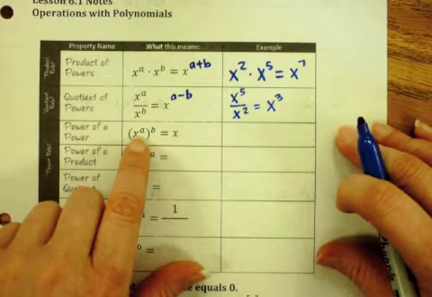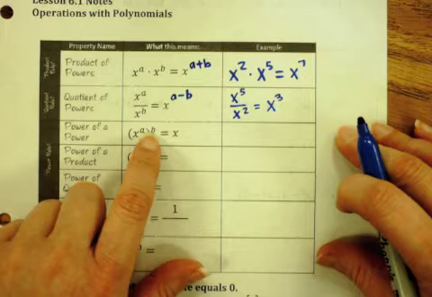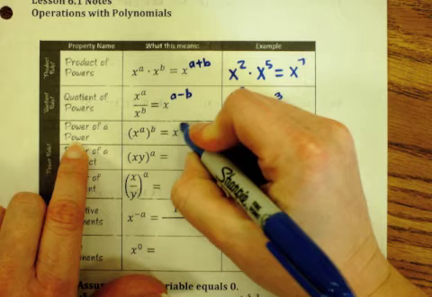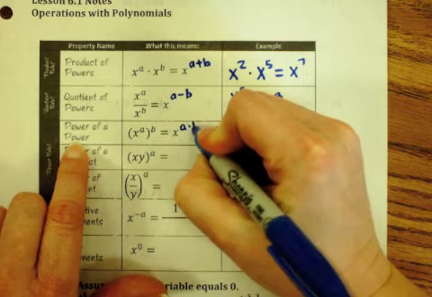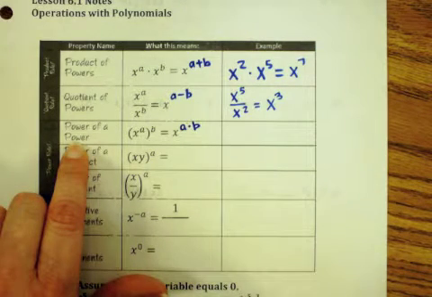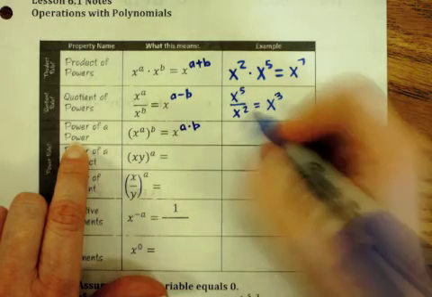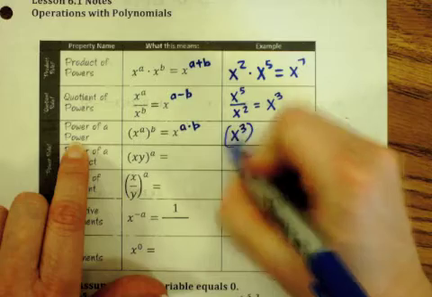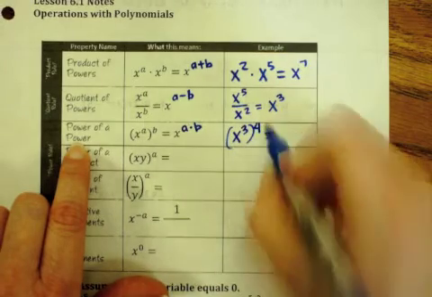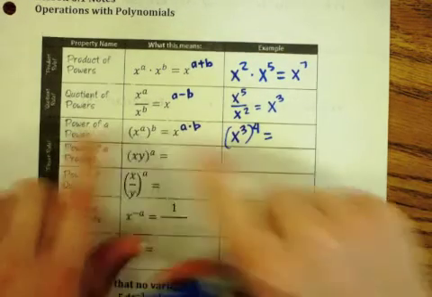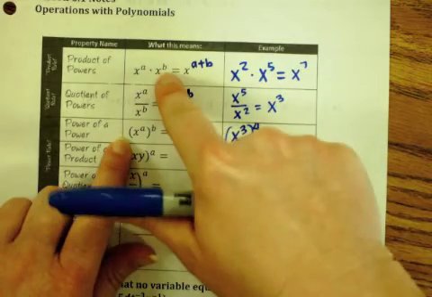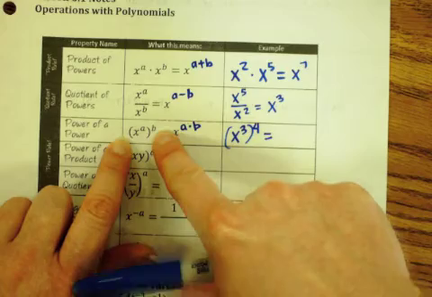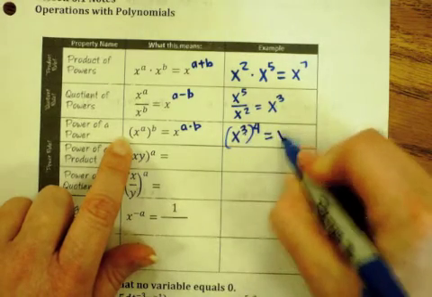Alright, x to the a raised to the b. So when you bring a power to a power, you're going to times it, a times b. So an example of that would be like x to the third raised to the fourth power. Again, the difference between this one and the first one is these have 2 bases, so we add exponents. This is a power raised to a power, so the powers are right beside each other. So we times it, so you get x to the 12th.